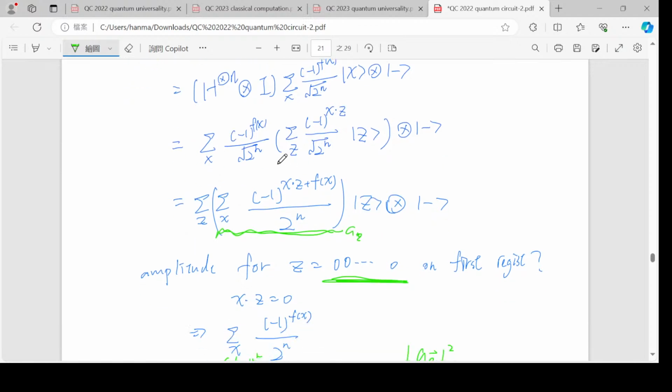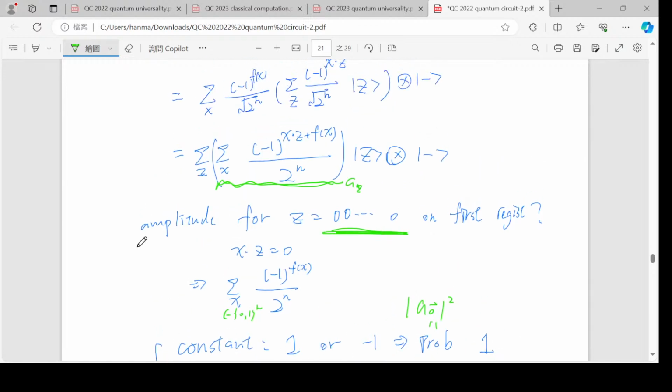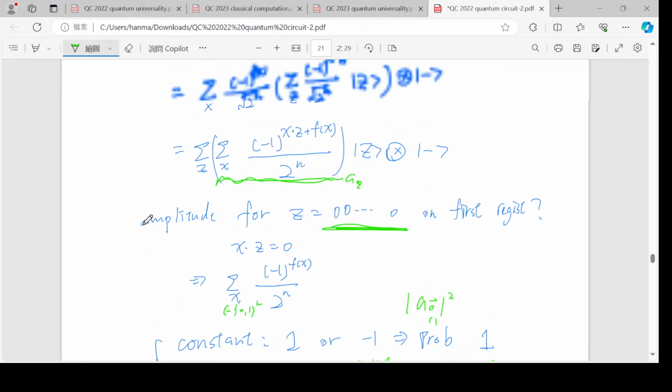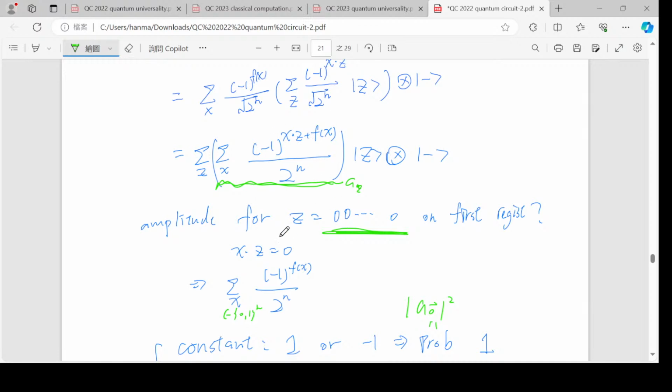What kind of phase do we have here? We have minus 1 to the x dot z plus f of x, normalized by 2 to the n. This really looks complicated, but it has quite a bit of structure. The special thing is you can look at what this is when z equals all zeros. So what if we try to calculate when z equals the all-zeros string?